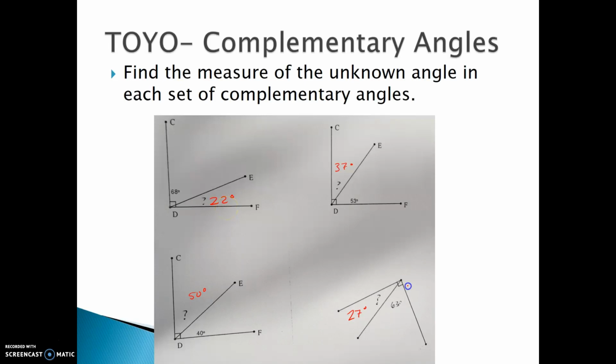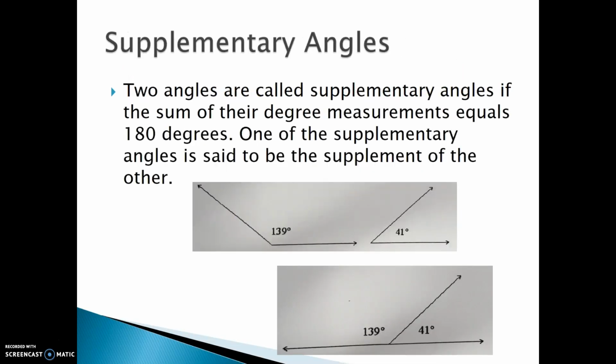All right, supplementary angles. Two angles are called supplementary angles if the sum of their degree measurements equals 180 degrees. One of the supplementary angles is said to be the supplement of the other. Right here we have a picture of a 139 degree angle and a 41 degree angle, and down here we spun that 139 degree angle and stuck it next to the 41 degree angle, and you can see that together they make a straight line.